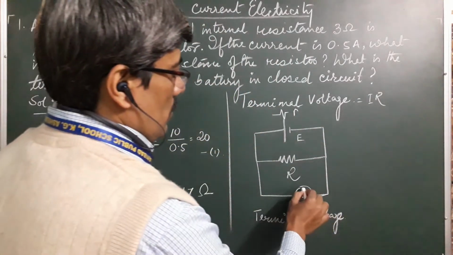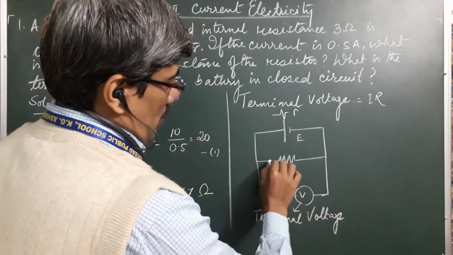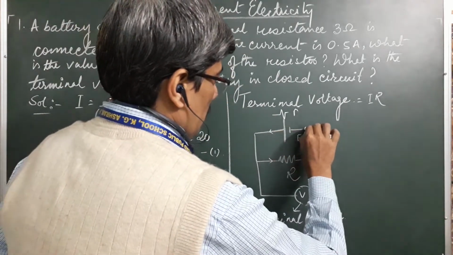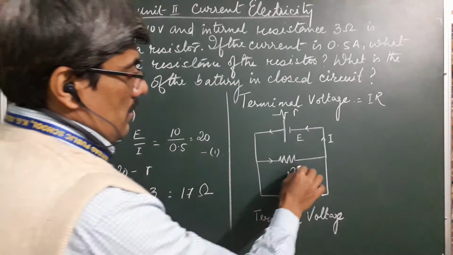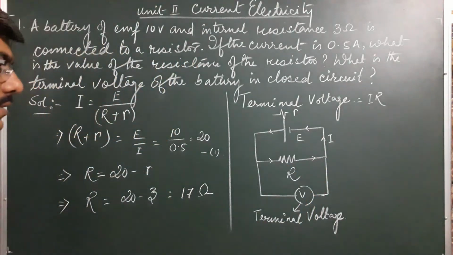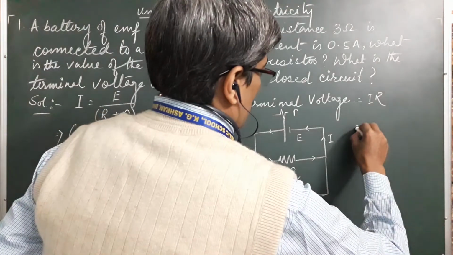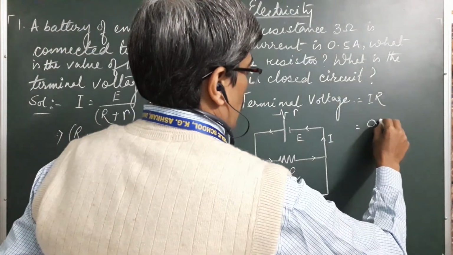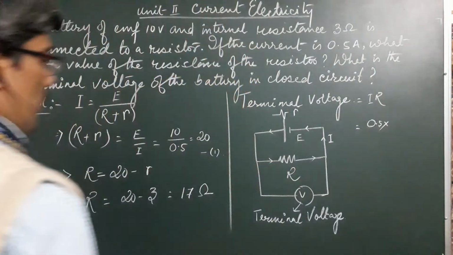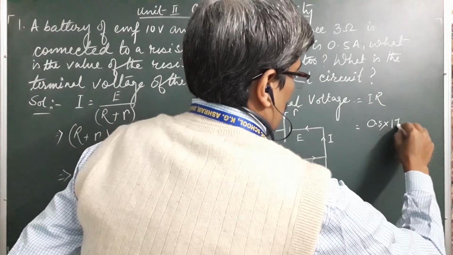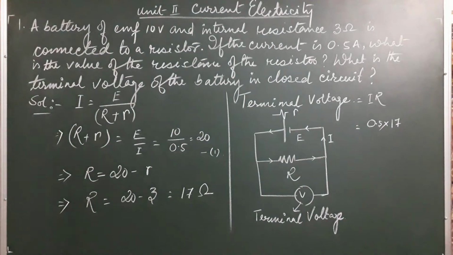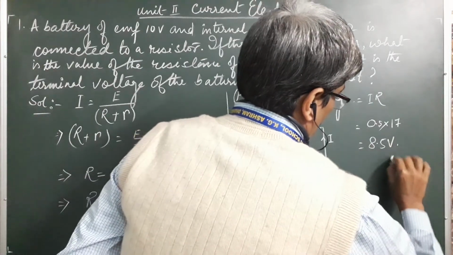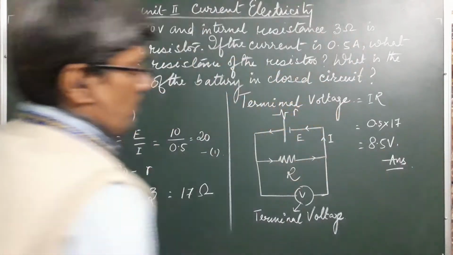Now, if you wish to find out the voltmeter reading, you see simply, if the current flowing through this is I, then the terminal voltage is the potential drop across the external resistance. So if you wish to find out the terminal voltage, you simply multiply the value of the current, that is 0.5, with the value of the resistance that you have found out, that is 17, and that comes out to be 8.5. So this is your answer. Have a look at it.